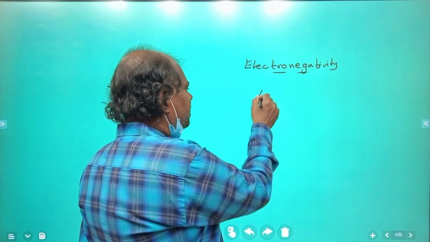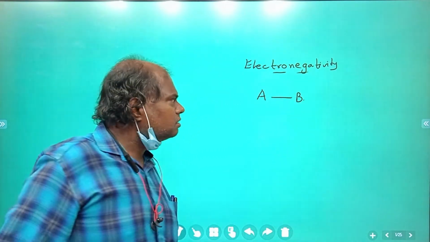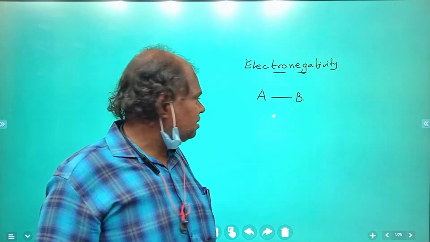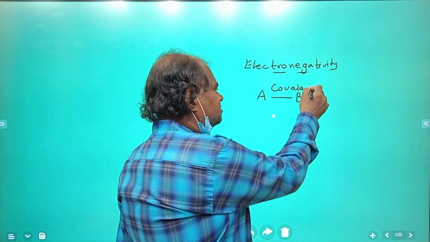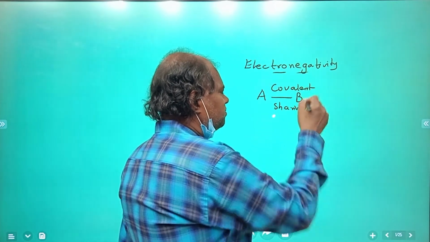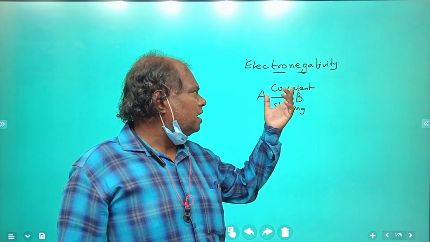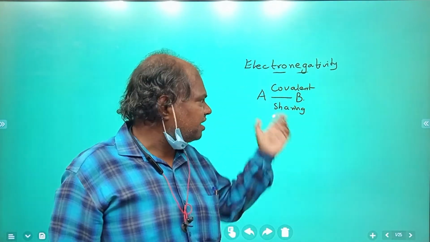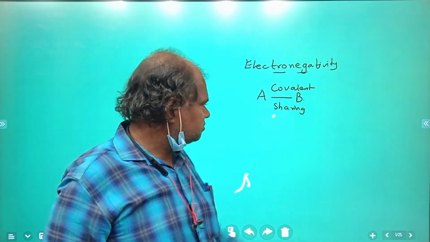Now suppose I take a bond AB. Now students, in this bond AB, it's a covalent bond. Now what is a covalent bond? You will have sharing, right? Last time we were doing periodic properties, so we are seeing a new property now. Electronegativity. So it's a covalent bond. They're sharing, right? Now, if B is more electronegative, fine.